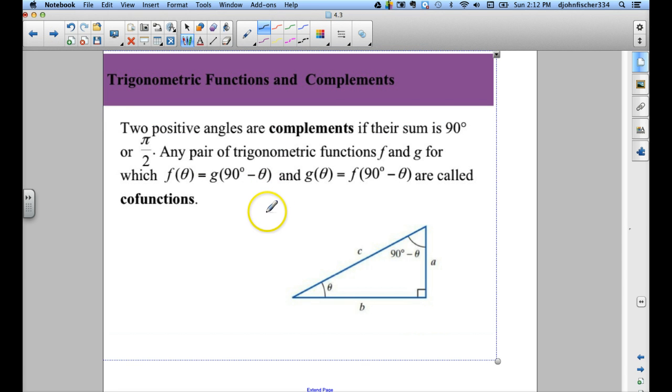Now two positive angles are complements if their sum is 90 or pi over 2. Any pair of trigonometric functions f and g where f of theta equals g of 90 minus theta, or g of theta is equal to f of 90 minus theta, are called cofunctions. So in other words, if we look at these two rules, we've got 90 minus theta and theta, and that ends up being theta and 90 minus theta as your angles.